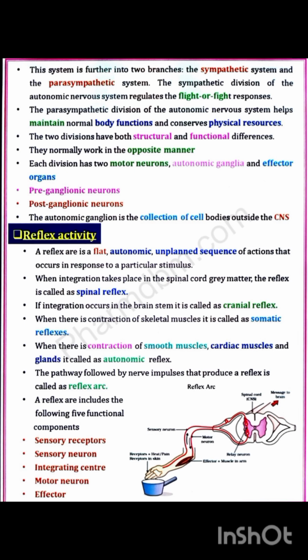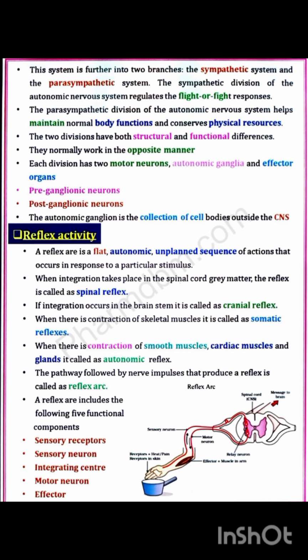Next, reflex activity. A reflex is a fast, automatic, unplanned sequence of actions that occurs in response to a particular stimulus. When integration takes place in the spinal cord gray matter, the reflex is called the spinal reflex. If integration occurs in the brainstem, it is called cranial reflex. When there is a contraction of skeletal muscle, it is called somatic reflex. When there is a contraction in smooth muscle, cardiac muscle and glands, it is known as autonomic reflex.